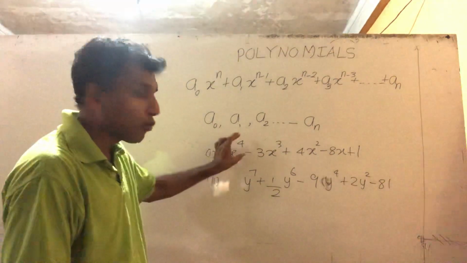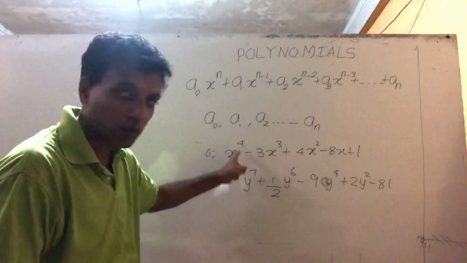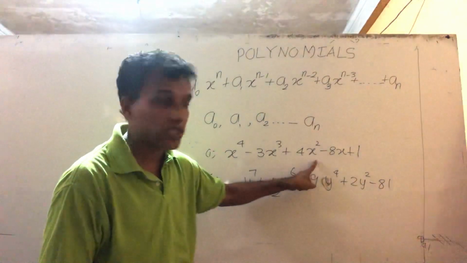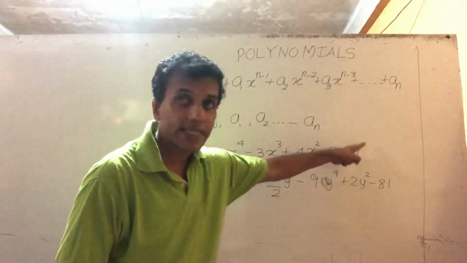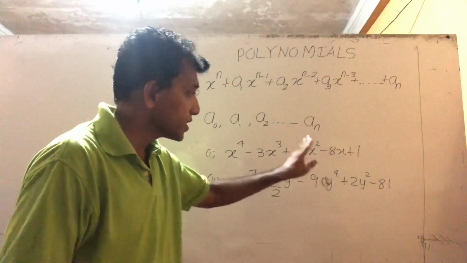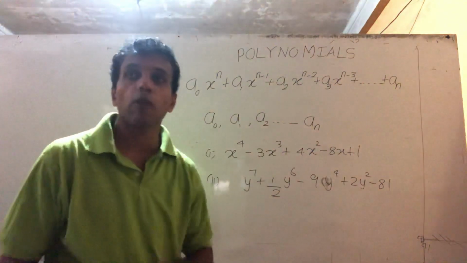Here, for power 4 the coefficient is 1. Here the x cube coefficient is minus 3. Here the x square coefficient is plus 4. Here the x coefficient is minus 8. The constant term is 1, right? So it should always be a positive power; then we call it a polynomial.